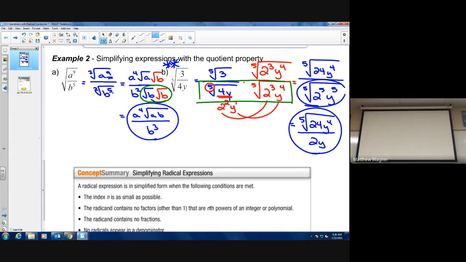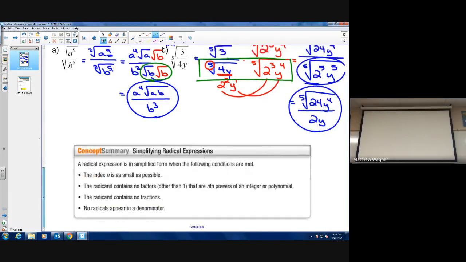When we change our index, it's going to make it a little higher, or a little more challenging. We have to come up with those groups of 5.